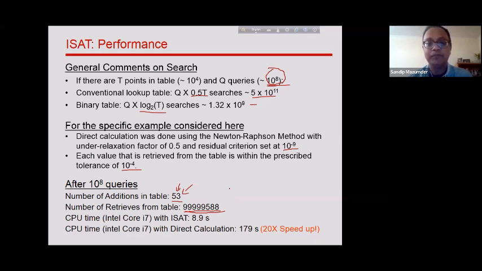CPU time wise, when I used this in situ tabulation, it took me 8.9 seconds to do that many calculations of that nonlinear equation within a prescribed tolerance. If I do direct calculations, I found that it actually takes me 179 seconds. So you can see this is approximately a factor of 20 speed up.